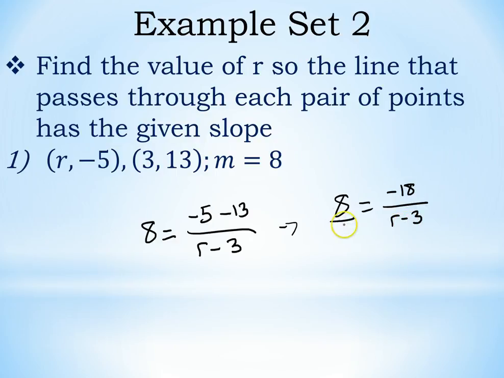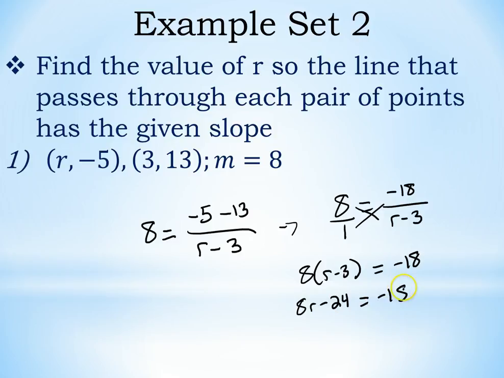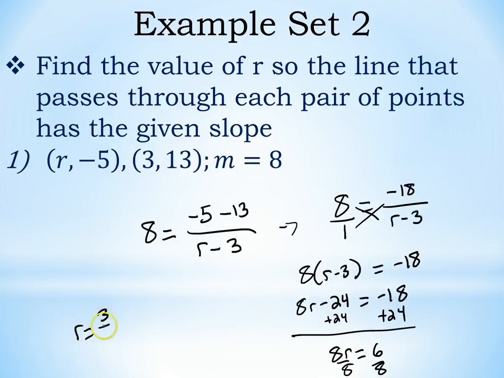So if I think of my 8 as 8 over 1, I now have a proportion where I just cross multiply. 8 times r minus 3 must equal negative 18. And now I can solve this equation for r. So I distribute my 8 first, so 8r minus 24 equals negative 18. I add 24 to both sides. 8r equals a positive 6, divided by 8, and r will equal the fraction 3/4 or the decimal 0.75. Both are acceptable.